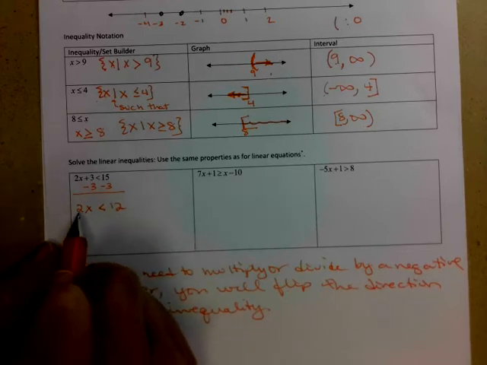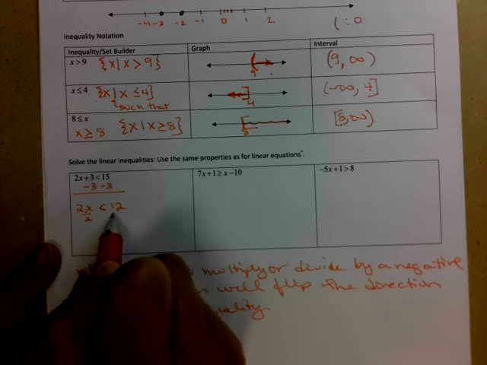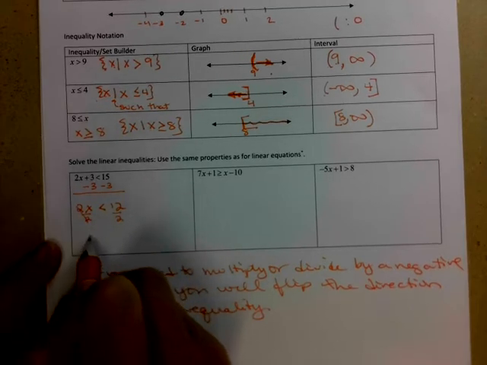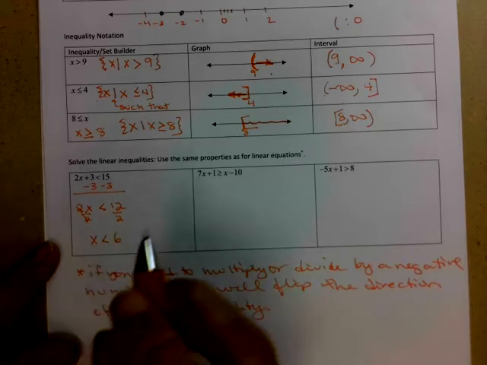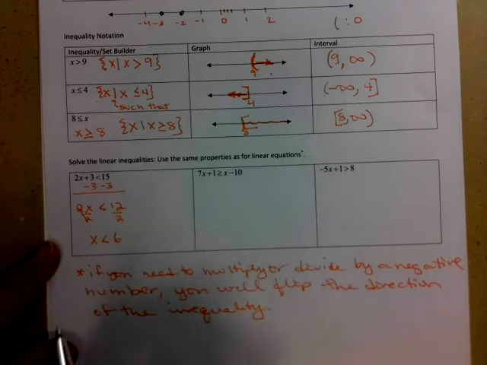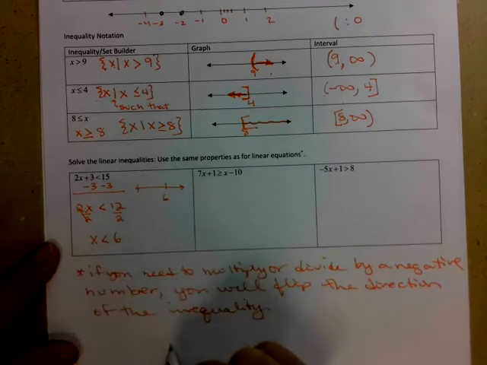And now, so it's 2 times x. So to get the x by itself, I would divide by 2. Same thing to both sides. x is less than 6. Okay. So then to make that in interval notation, which is typically how we're going to be writing our answers.